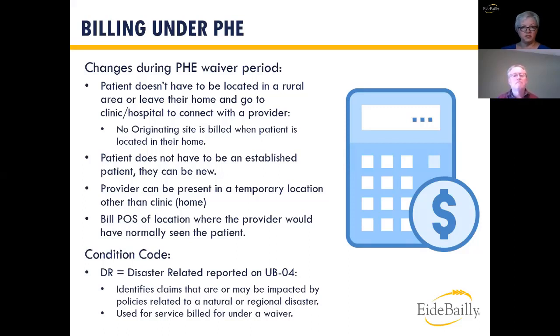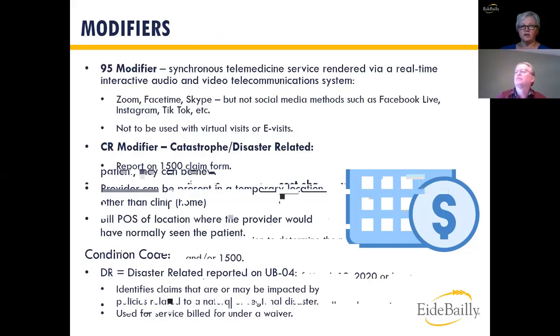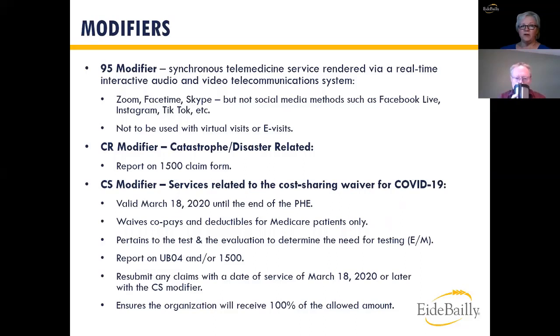There's some new condition codes that the payers may require, such as a DR to be on the UB04, and that it just lets the payer know that you are billing this under a waiver. The modifier 95 is being used by some payers.